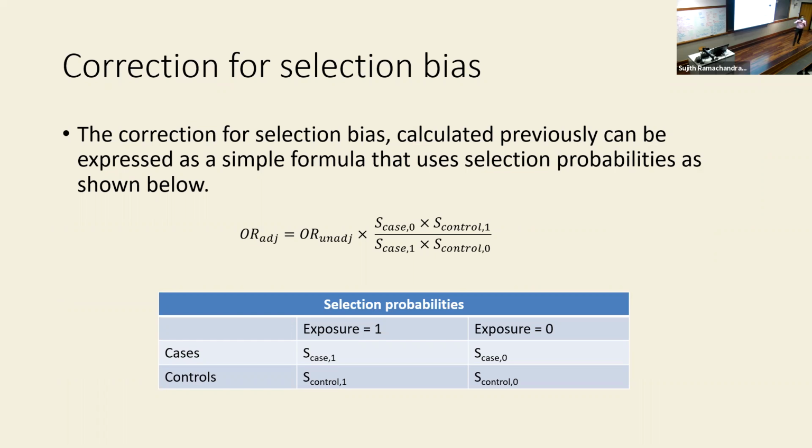And you can see that if you want to make it more complicated and add more layers to it, there are options to do so. If you want to get those same numbers, but you don't want to actually do the math like we just did, you can get those numbers for the adjusted odds ratio by using the simple formula, where you take the unadjusted or the observed odds ratio from your main study and multiply it by the selection proportions.